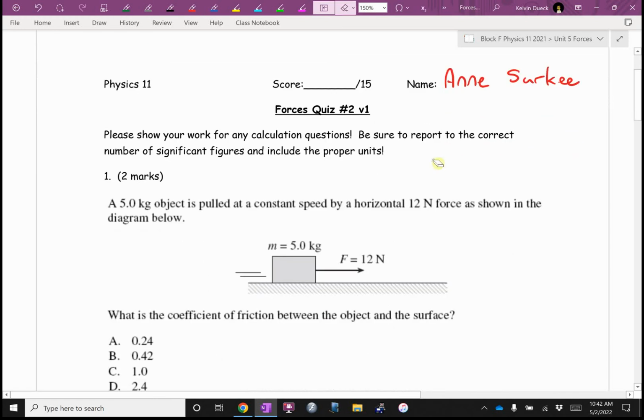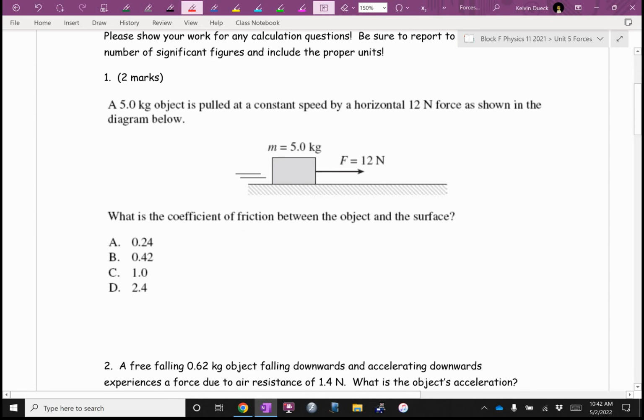It says, be sure to report to the correct number of sig figs. I need to remove those. I used to, until about 5 years ago, make you do sig figs the entire year. And then I thought, all I'm doing is just hammering people for a concept that doesn't really make sense. Anyways, I decided I'll go to 2 or 3 sig figs and just call it that. Number 1 says this, for 2 marks, even though it's multiple choice, if you get it right, you'll get 2. If you get it wrong, you get nothing.